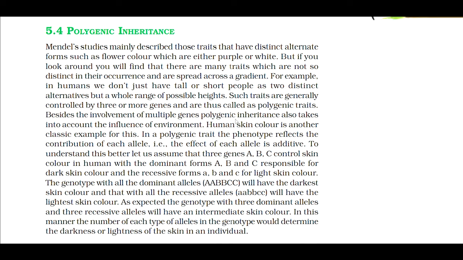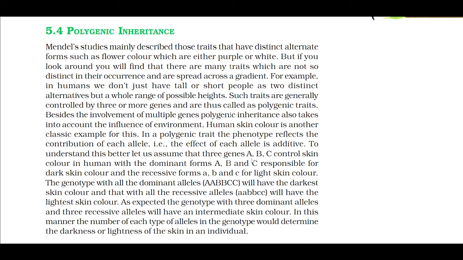Besides the involvement of multiple genes, polygenic inheritance also takes into account the influence of environment. Human skin color is another classic example of this. In a polygenic trait, the phenotype reflects the contribution of each allele. That is, the effect of each allele is additive.